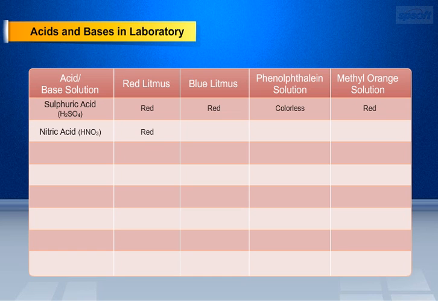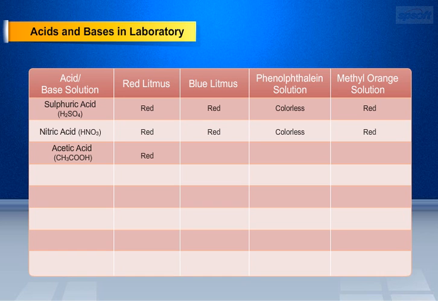Nitric acid remains the same color for red litmus paper. Nitric acid changes blue litmus to red. Nitric acid becomes colorless when phenolphthalein solution is added. Nitric acid becomes red after adding methyl orange.